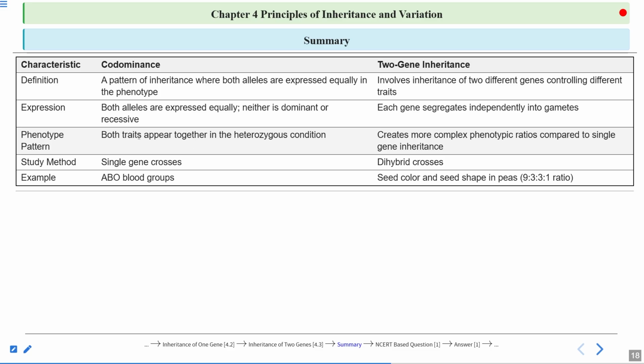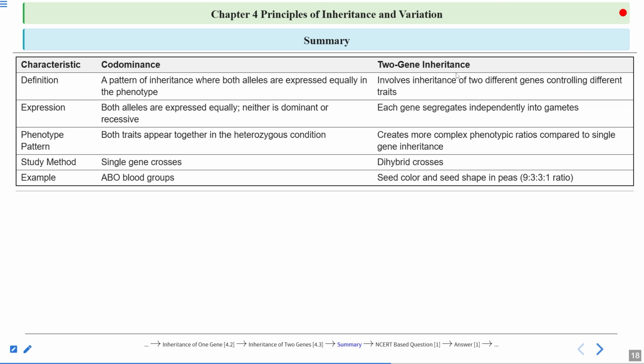Now, you can see here, a single gene has multiple alleles. The example is the ABO blood group. This is a classical example of codominance. You can study codominance in single gene crosses, meaning in monohybrid crosses. That's why codominance is kept under inheritance of one gene.